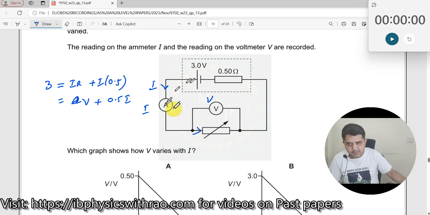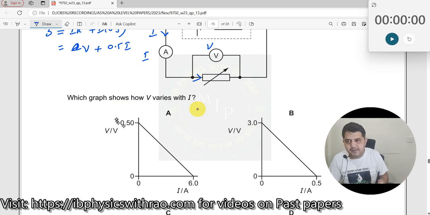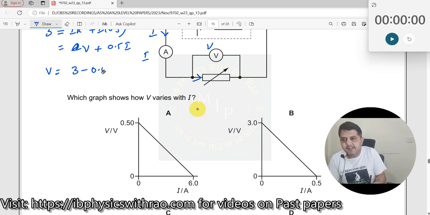And here, you're plotting a graph of V versus I. So this is the y-axis, this is the x-axis. I'll write this as V is equal to 3 minus 0.5 times I. Now this is very similar to y is equal to c minus mx. So what is m here? Slope. So the slope should be equal to minus 0.5.